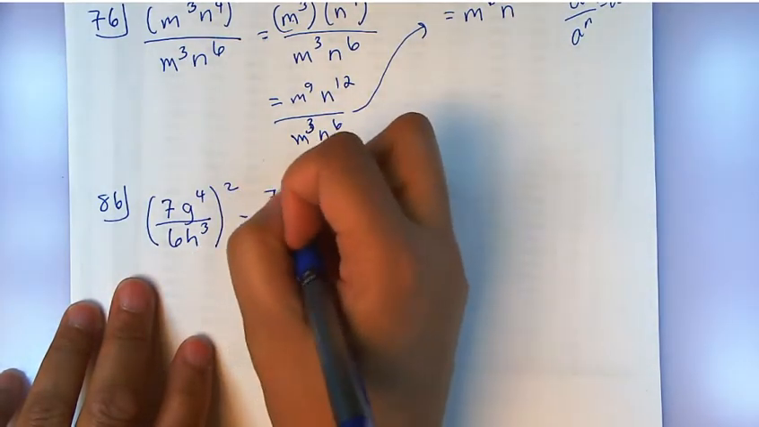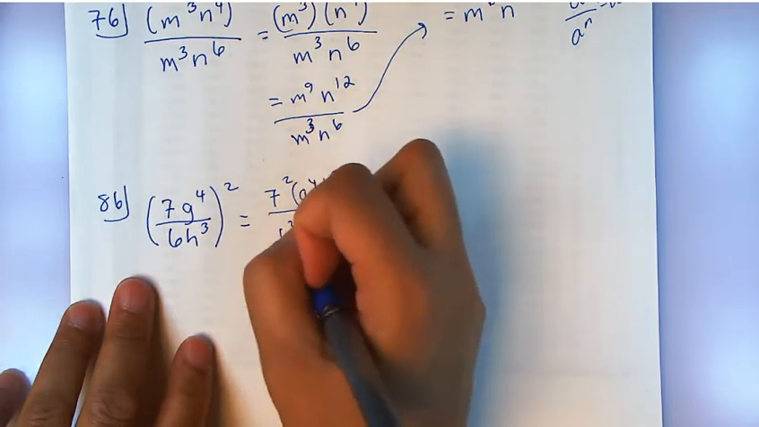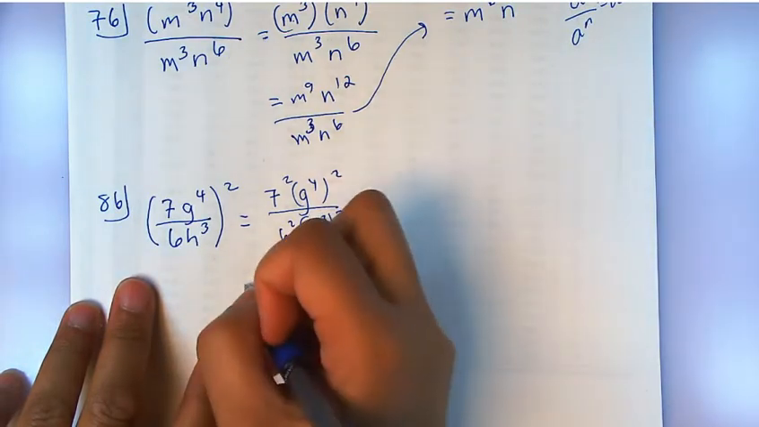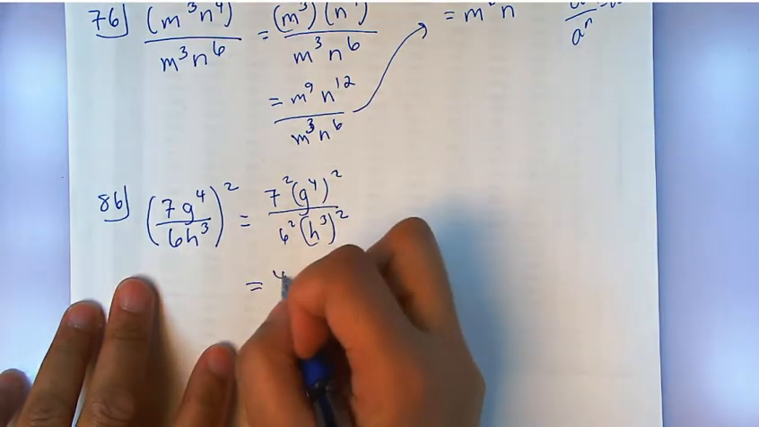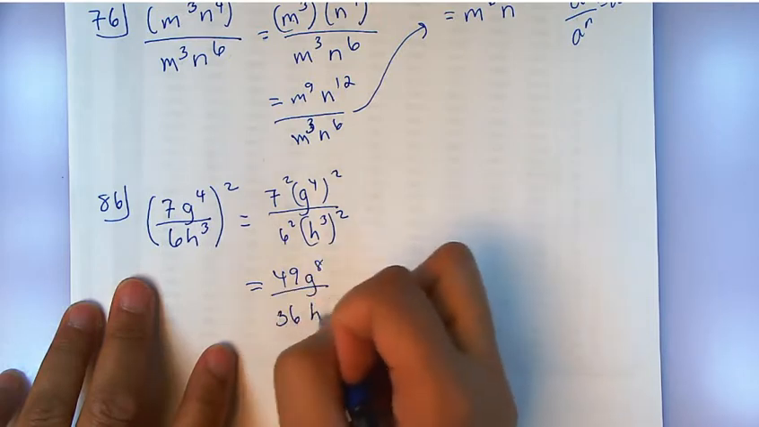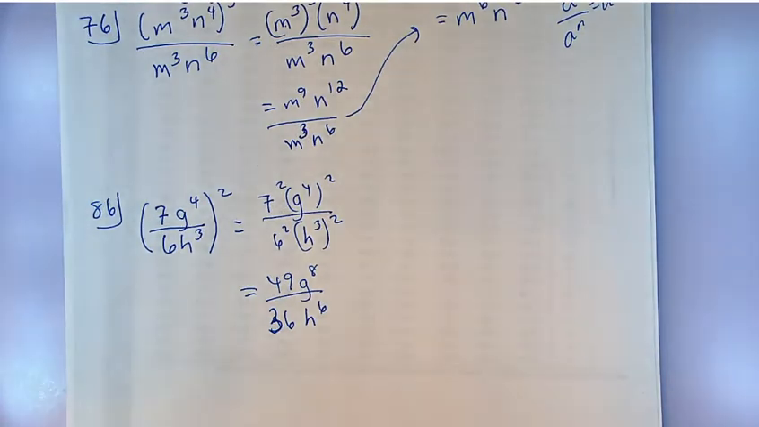7 squared g to the fourth squared over 6 squared h to the third squared. When we do that, we end up with 49 g to the eighth over 36 h to the 6. Miss B, how'd you get 36? Well, 6 times 6 is 36. So that's how we got that.